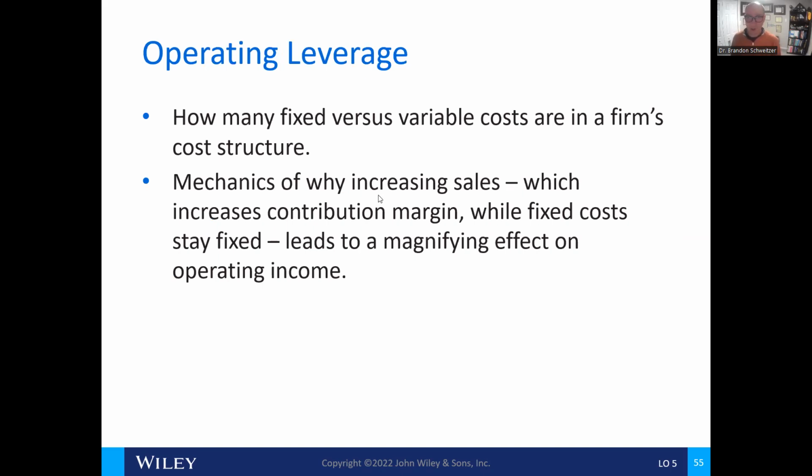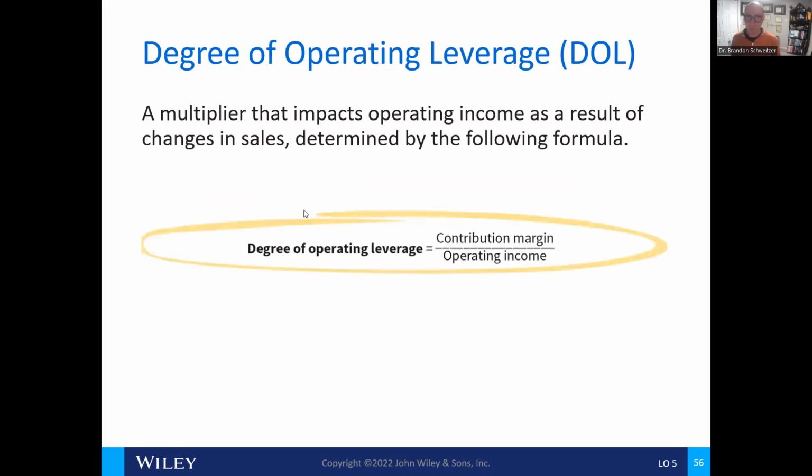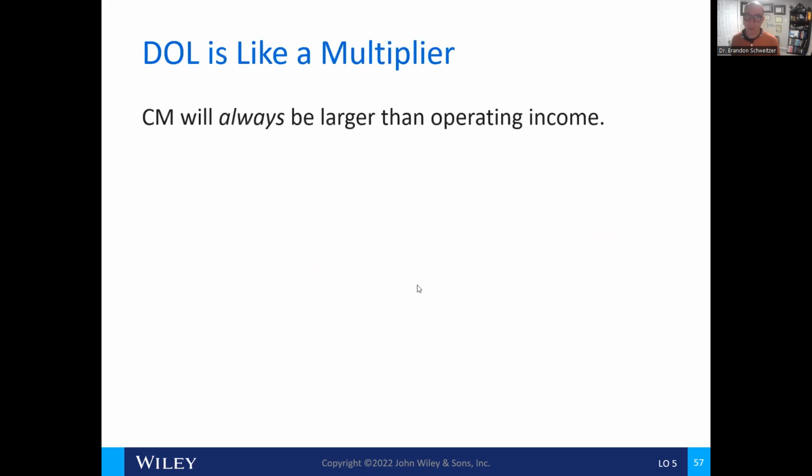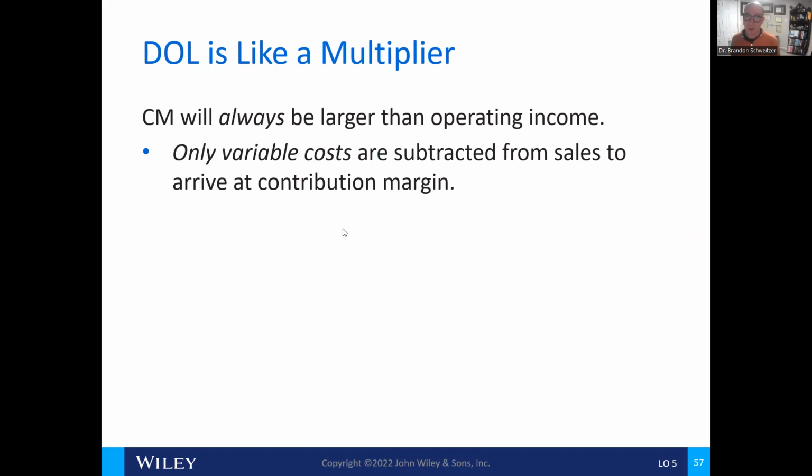And the way it works is it gives us what we call a degree of operating leverage. The degree of operating leverage is a multiplier that results in the change in sales and is used by this formula. We take the contribution margin and divide by operating income. It acts as a multiplier and is larger than the operating income.